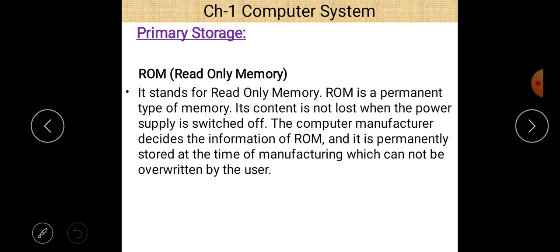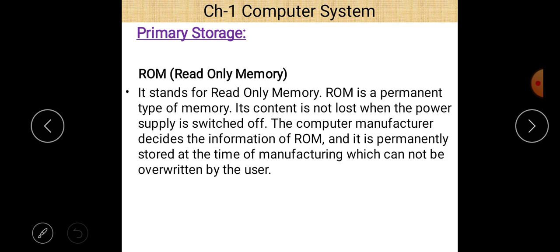So when we talk about the ROM, that is read only memory, we are not capable of writing data into read only memory. There is only a read operation. That's why it is called the read only memory or ROM. ROM is a permanent type of memory. That is the basic difference. Main memory, which is also called RAM, is a temporary memory, but ROM is a permanent type of memory, and its content is not lost when the power supply is switched off. That is the basic difference between RAM and ROM.